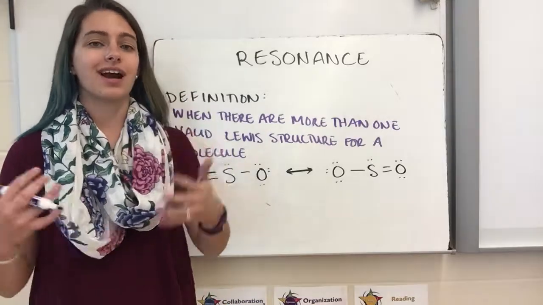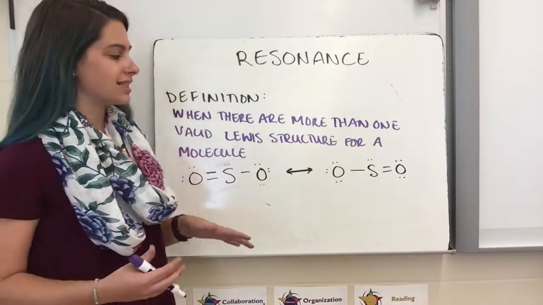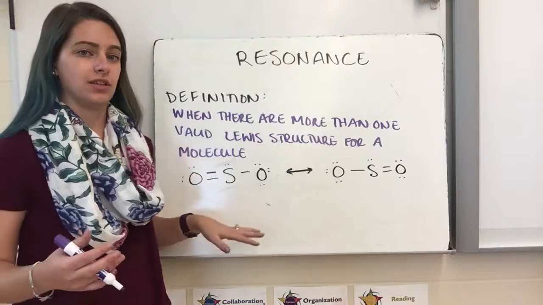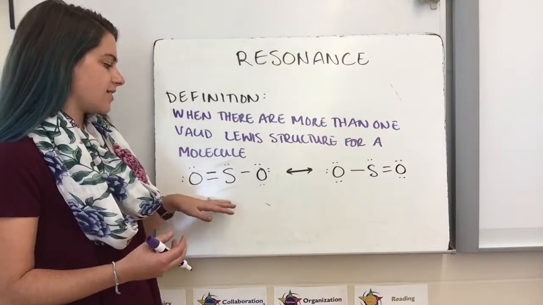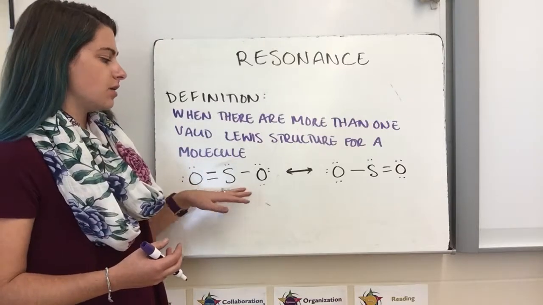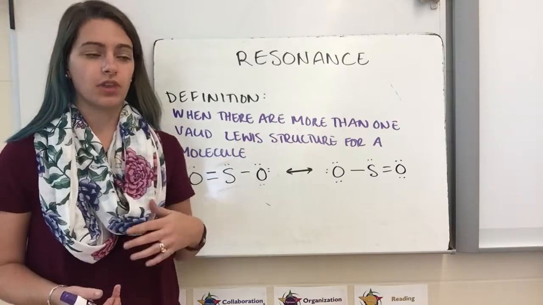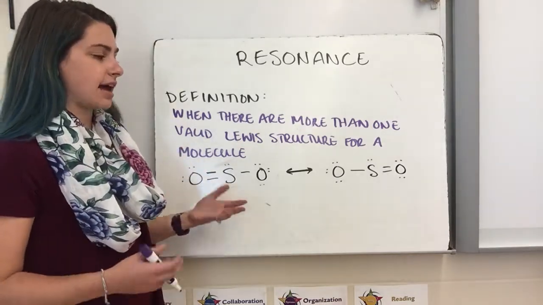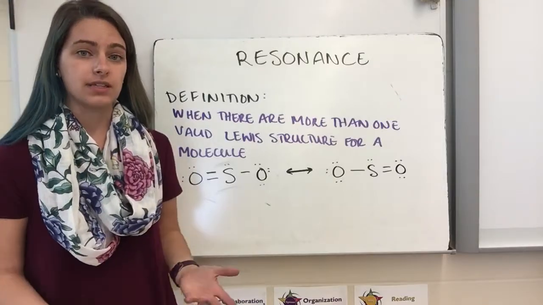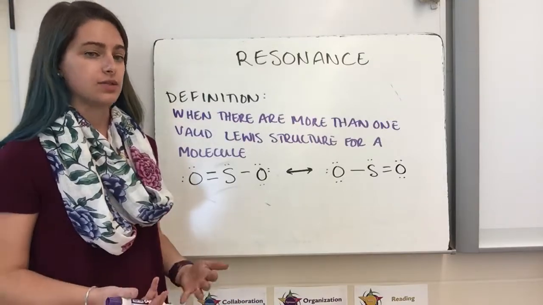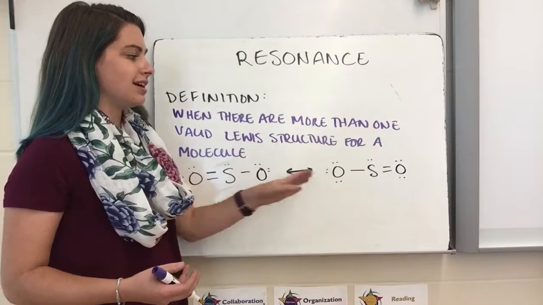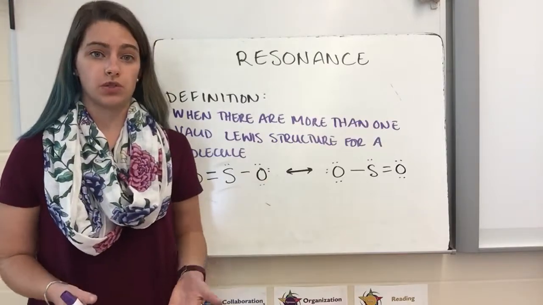So the electrons are constantly moving, and so it's kind of an average between the two. So instead of really having a double bond and a single bond, we really kind of have 1.5 bonds between each of these. So if you're going to be asked whether or not a molecule has resonance, you're looking to see, does it have more than one Lewis structure?